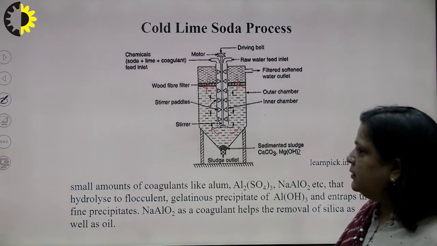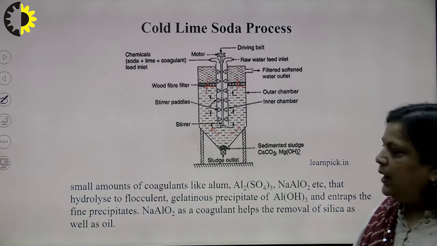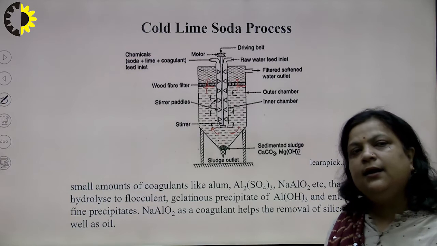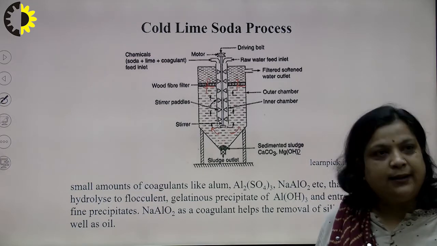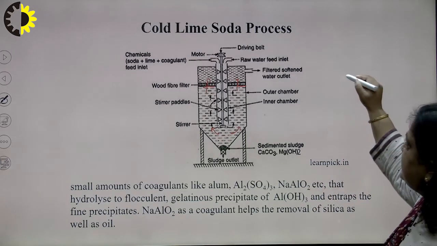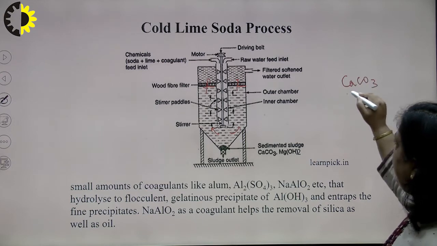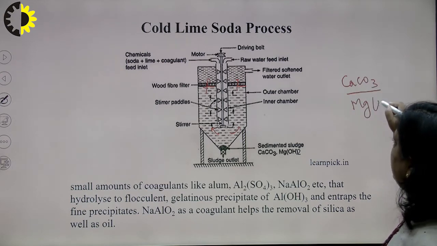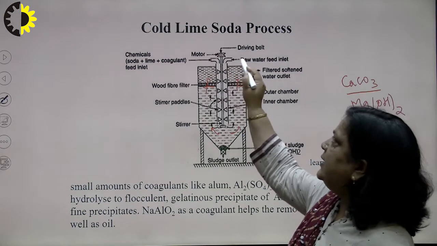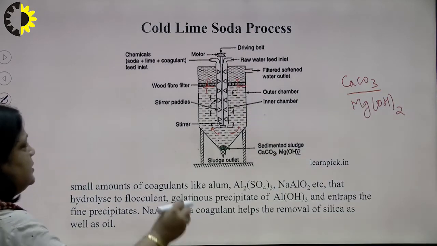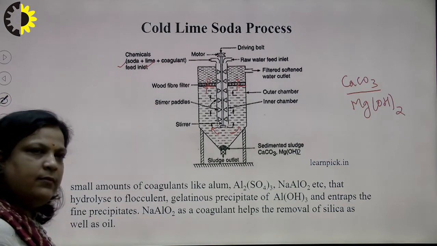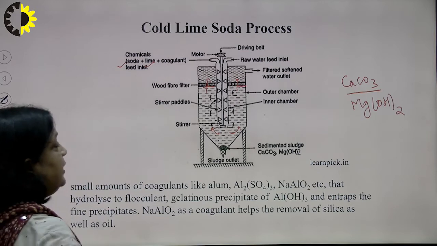This is the stand. At the end there is an opening, and through this opening the sludge can be removed. And we know that sludge is the precipitate or useless matter. In all types of lime soda process, two types of precipitates are formed: calcium in terms of calcium carbonate and magnesium in terms of magnesium hydroxide. There are three inlets, basically two we can say. Through the first inlet, two chemicals, lime and soda, and the third thing is the coagulant.